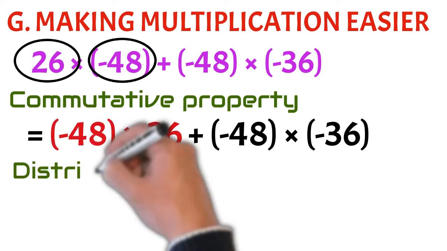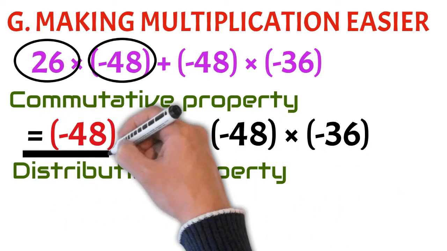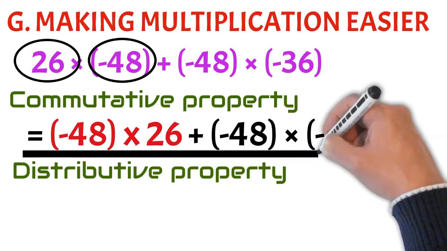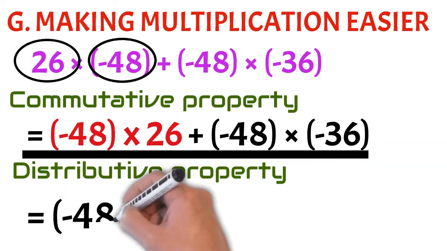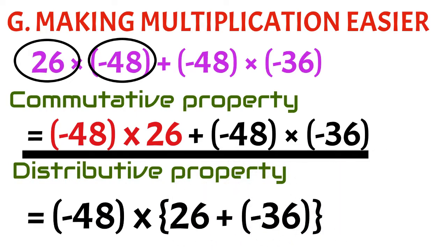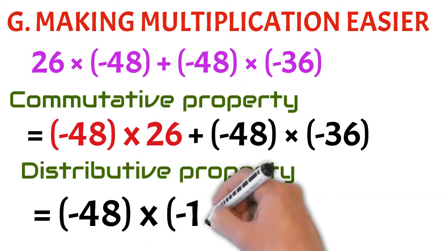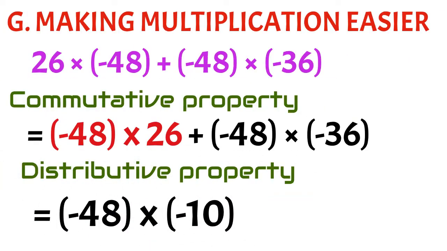Next, using distributive property for multiplication, minus 48 into 26 plus minus 48 into minus 36 equals minus 48 into (26 plus minus 36) equals minus 48 into (26 minus 36) equals minus 48 into minus 10. The answer is 480.